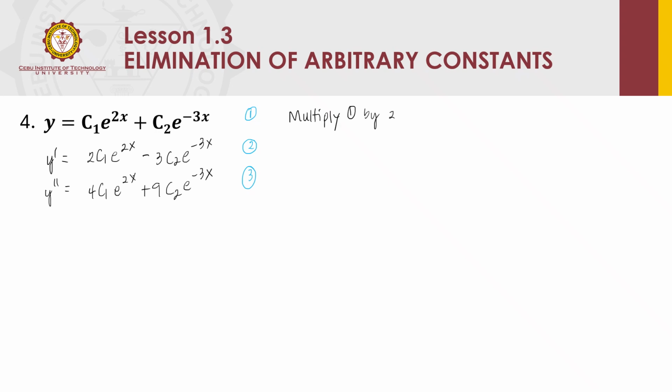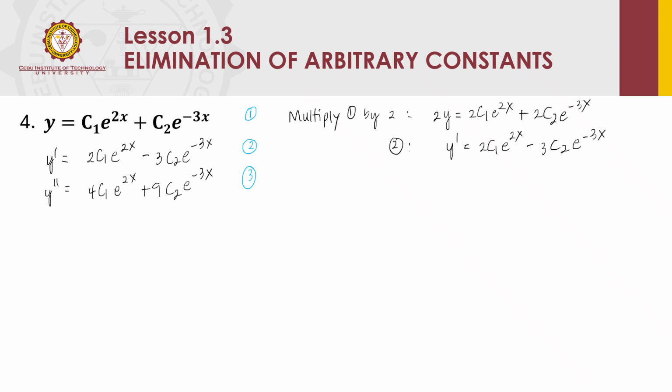So we get 2y. Each term should be multiplied by 2. Take note. And then plus 2 C2 e to the negative 3x. Okay. And then we copy equation 2. So y prime equals 2 C1 e to the 2x minus 3 C2 e to the negative 3x.